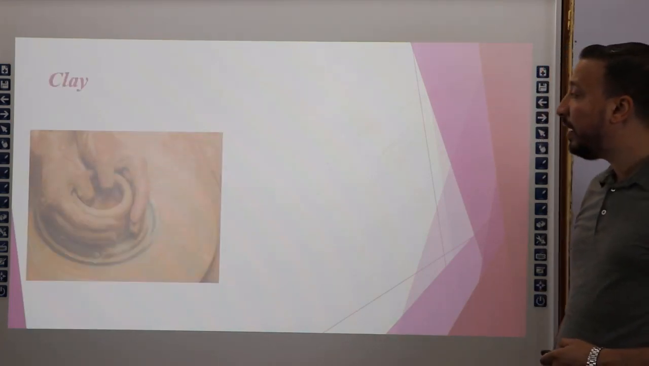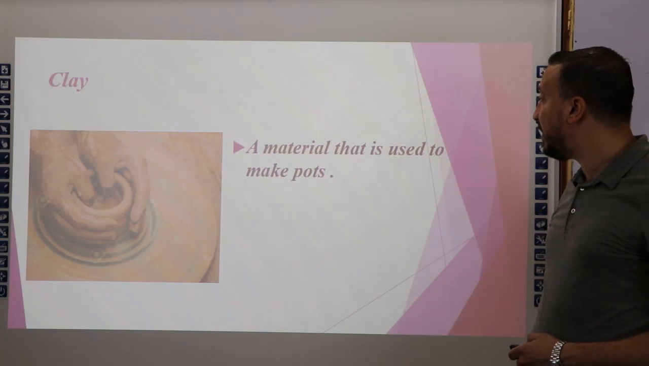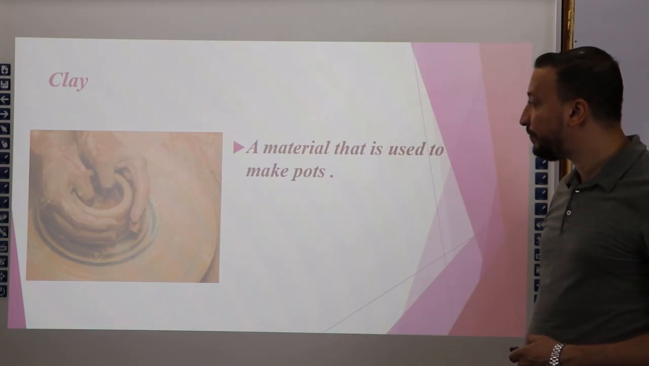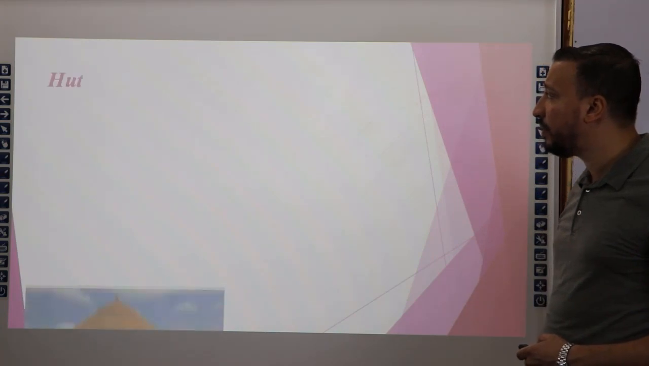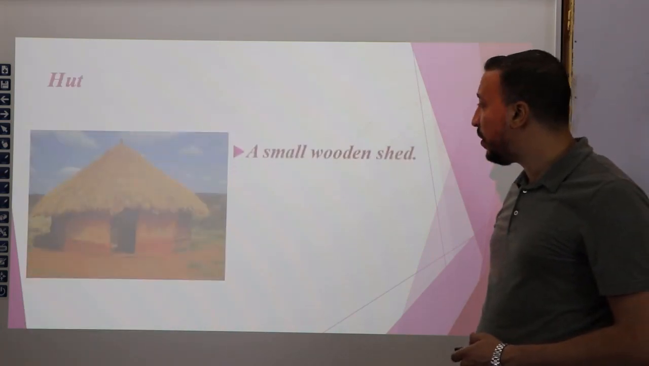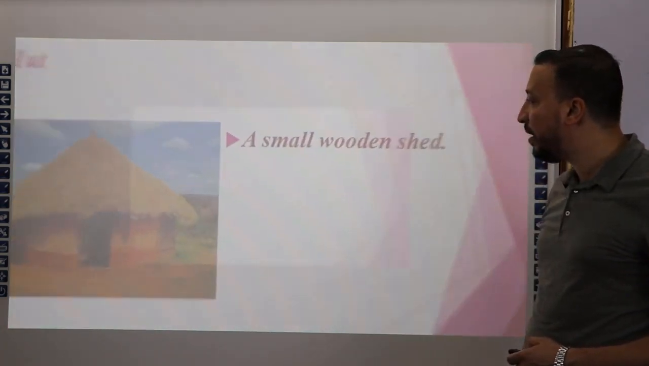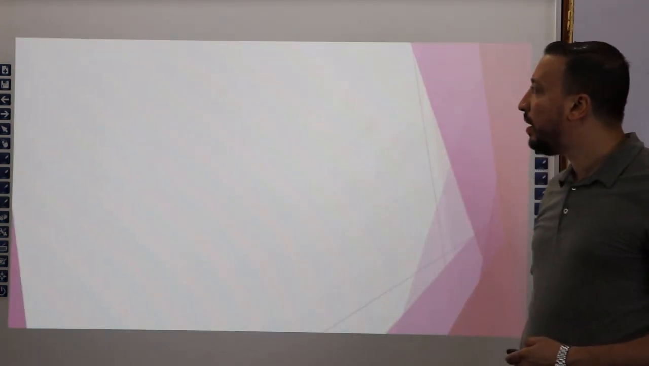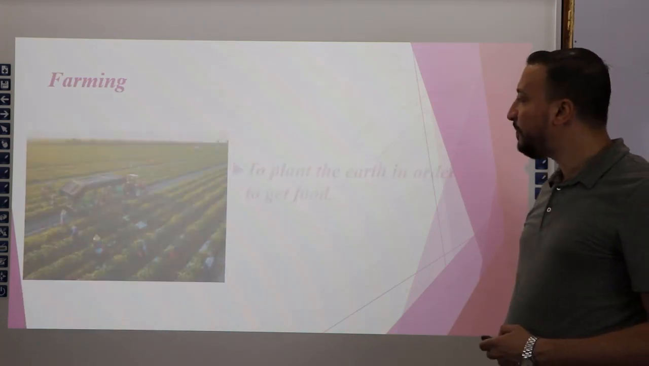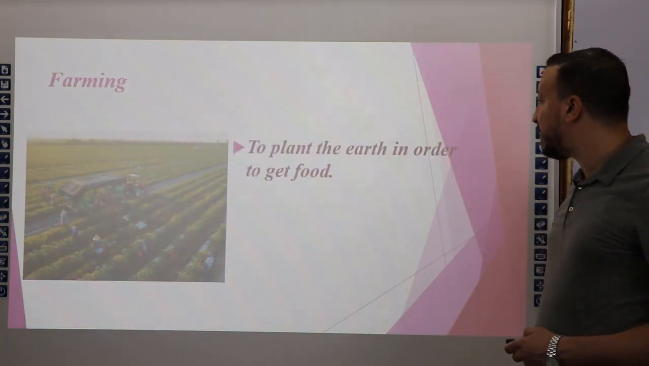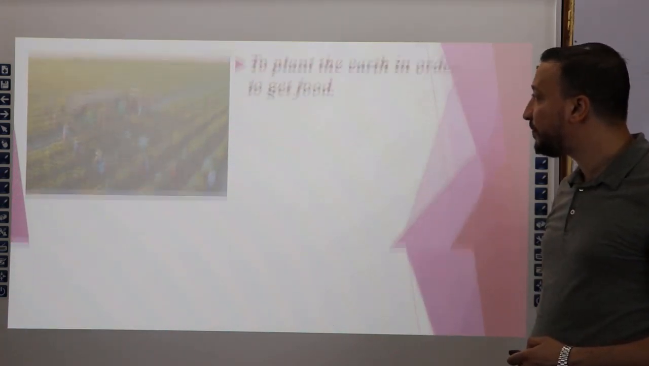Clay, صلصال: material that is used to make pots. Hut, كوخ: small wooden shed. Farming, الزراعة: to plant the earth in order to get food.